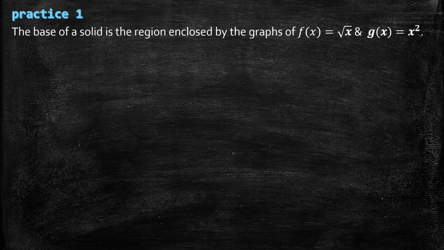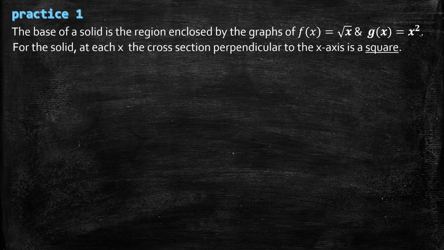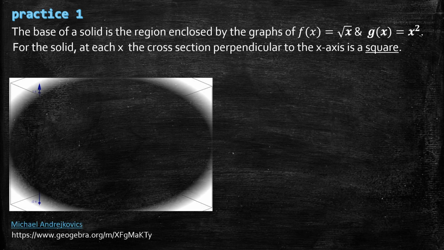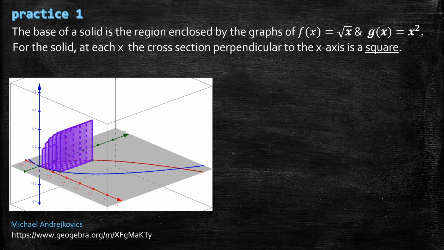So with all that prep work, we can get into the fun stuff now. For our first practice problem, we're going to consider the region bounded by these two functions, these two graphs, and we are going to construct this solid by building square cross sections perpendicular to the x-axis. So this is a wonderful visual created by this gentleman in GeoGebra.